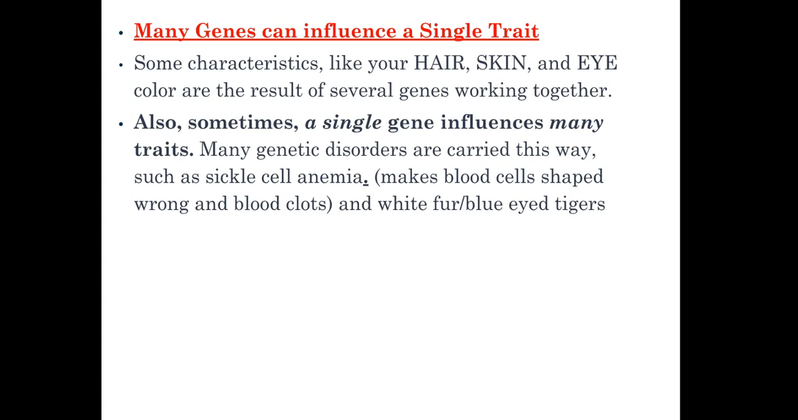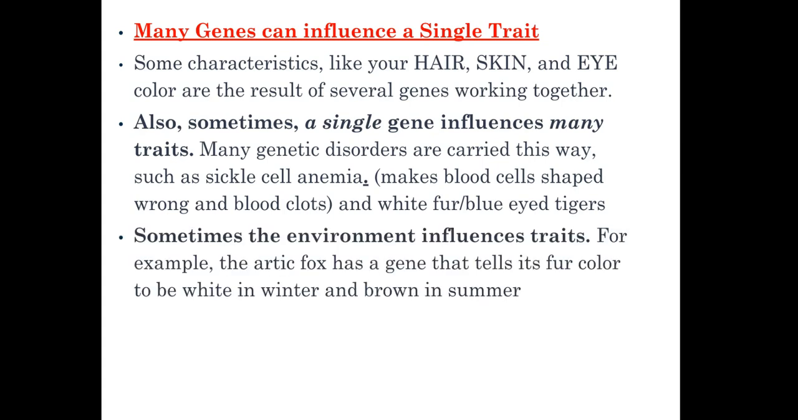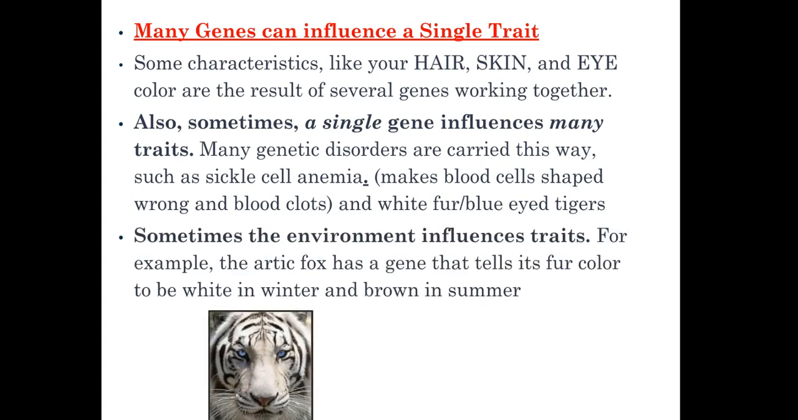Many genetic disorders like sickle cell anemia. Remember, those are the blood cells that are shaped wrong. They're like little sickles or like little hooks or little half moons. And they hook together and make blood clots. Very dangerous. Even white fur, blue-eyed tigers. So those tigers that look really, really cool and really, really pretty, well, it's actually a mutation. And so the mutation that makes them albino and makes their fur white instead of that orangey color is the same gene that controls their eye color and makes them blue.